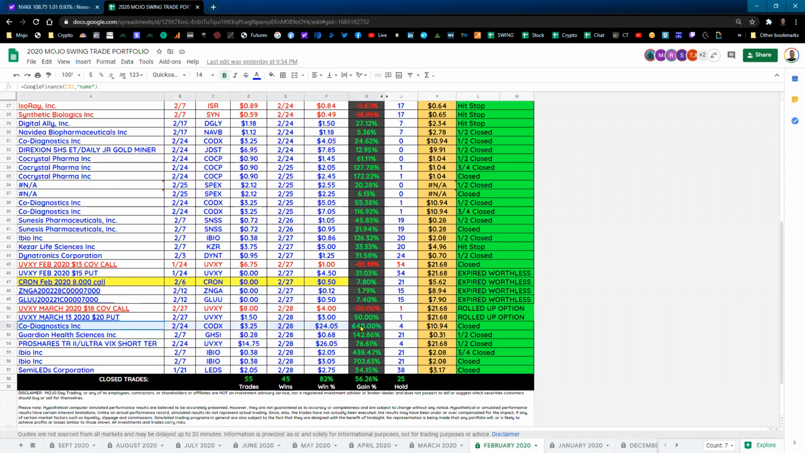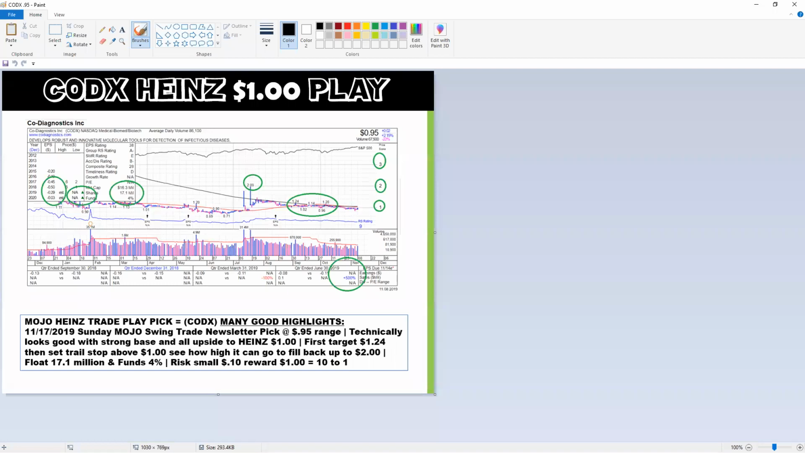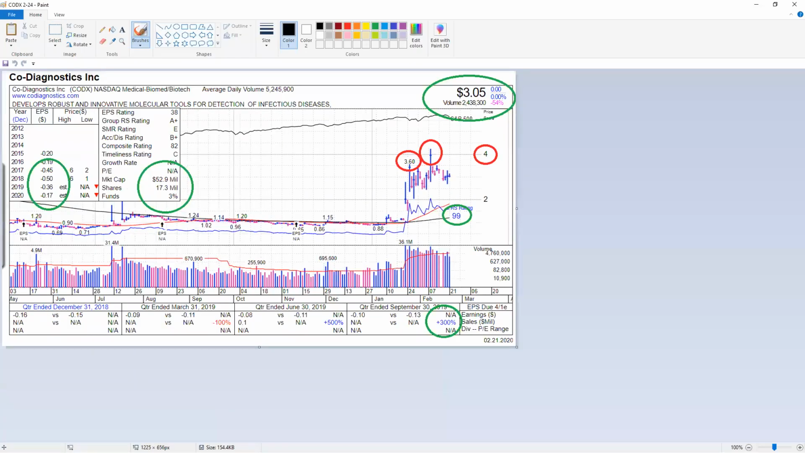CODX from 325 went up in 4 days, 640%. Let's take a look at CODX, because Mike picked it before the big move. So here's the CODX winner at 95 cents. Here's CODX again at 305. So let's look at them both. These are both swing picks I picked at two different marks and why I picked them.